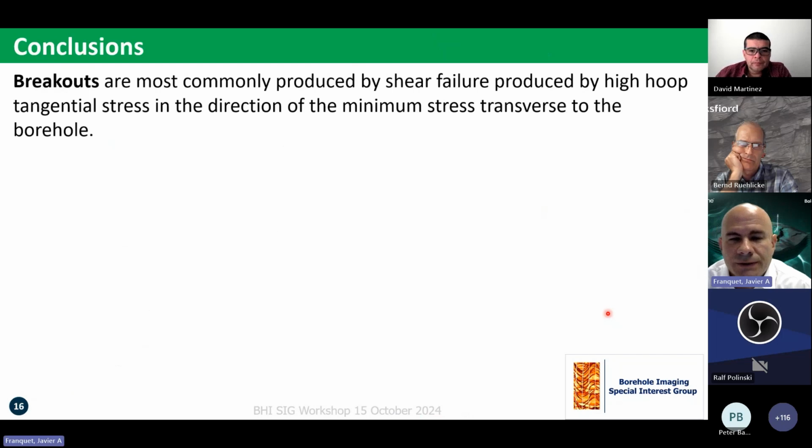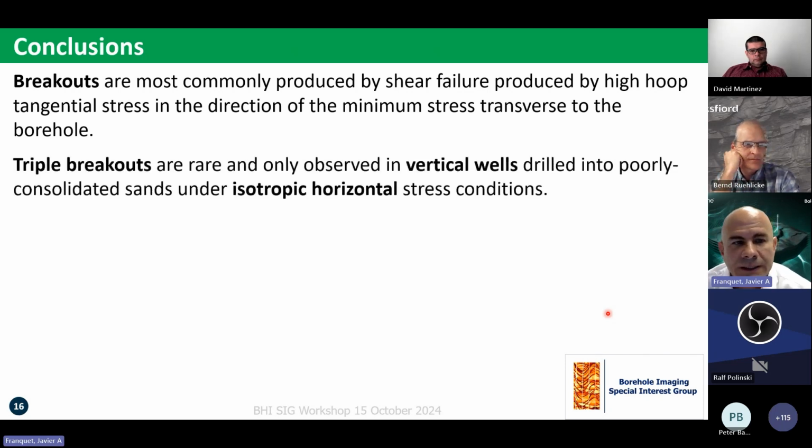Now, as our conclusions, breakouts are most commonly produced by shear, as a shear failure localized around the wellbore, primarily by the high hoop stress, the tangential stress. And this breakout happens in the direction of the minimum horizontal stress. In generic terms, it will be the minimum stress in the transverse plane, but if the well is vertical, that will be the two horizontal stresses.